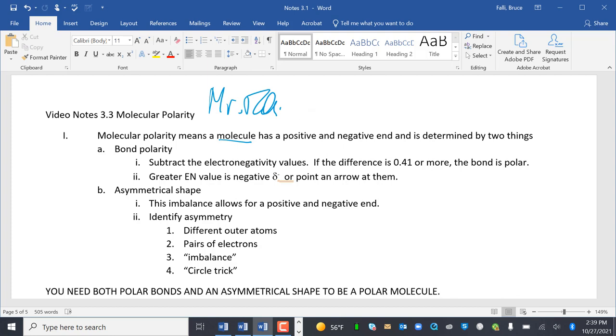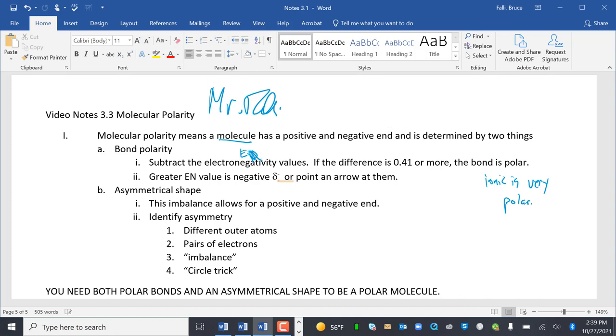Bond polarity. We find bond polarity by subtracting the electronegativity values. If the difference is 0.41 or more, the bond is polar. And I just want to emphasize this: ionic is very polar. So sometimes people get all upset about, well, if it's 2.0 or whatever, as long as it's over 0.41, it's polar.